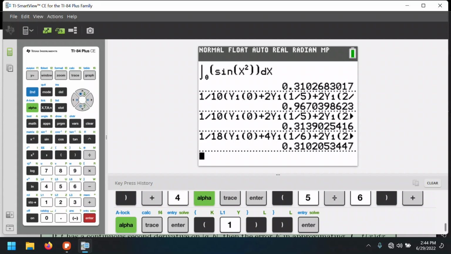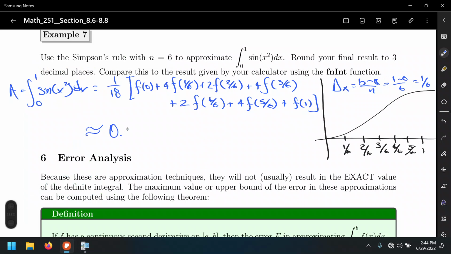Very similar result to the one we obtained before, isn't it? In fact, it's a lot better. It's closer to even the fnInt value. Do you see this value right here? Do you see the value using the fnInt? So what are we doing? We're finding the area under the curve by finding the areas of 6 parabolas. That's what we're doing here. All right, so 0.310. And of course that's very similar to the result using fnInt.